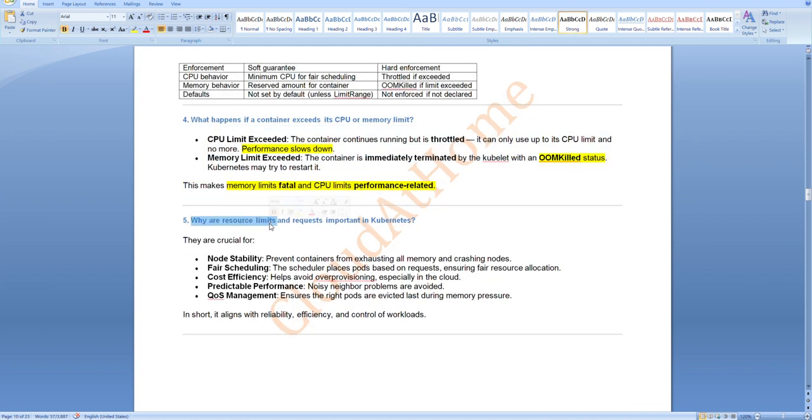Next question: what is the importance of resource limits and requests in Kubernetes? We have already discussed that. It gives node stability, fair scheduling, and cost efficiency. It helps to avoid over-provisioning, especially in the cloud. Predictable performance and quality of service. It ensures the right pods are evicted at the right point in time. In short, it aligns the reliability, efficiency, and cost of the workload.